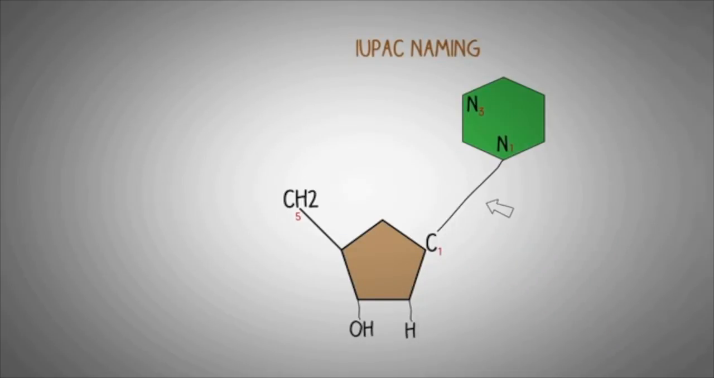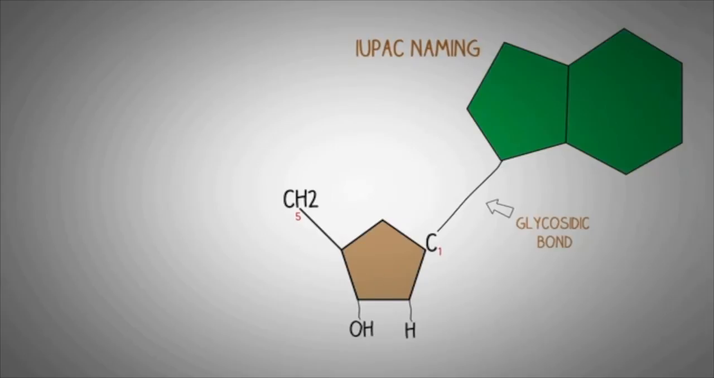Now this bond will be an example of a glycosidic bond, which is a covalent bond which links carbohydrates with other structures. Now if we have to pair a purine ring at a similar position, the bond formed will be between the N9 of the purine ring.